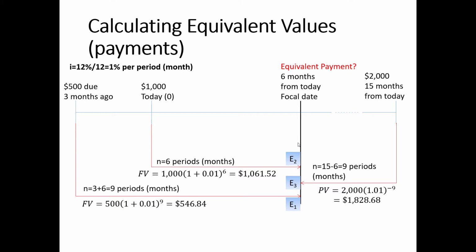And then we look and we say, hey, that $2,000, well, that's due 15 months from now, but we've got to bring it back to the focal date of 6 months from today. And so we're going back in time, right? And so we find the present value for that one. We add all these up, and we get the value of the payment.